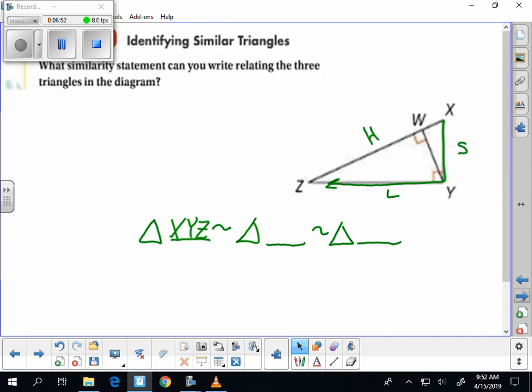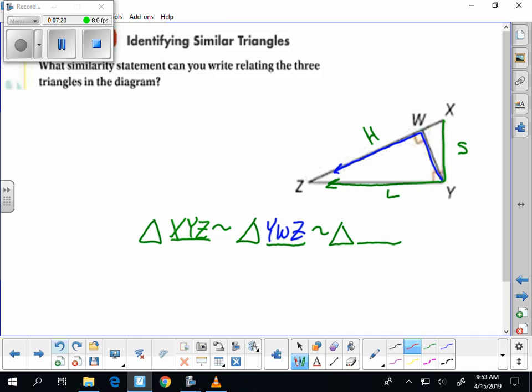W to Y, that's short. Is Y to Z the long or the hypotenuse in this medium triangle? Yeah, in this one it's going to be short, long, hypotenuse, right? So YW, that is not a Y. Y, WZ. Then let's look at the little teeny triangle.